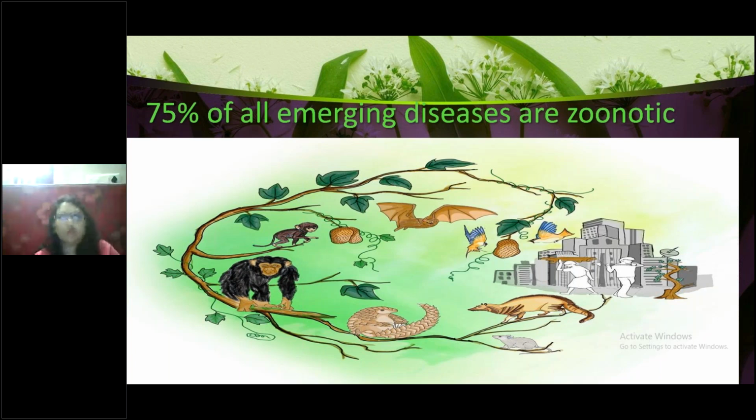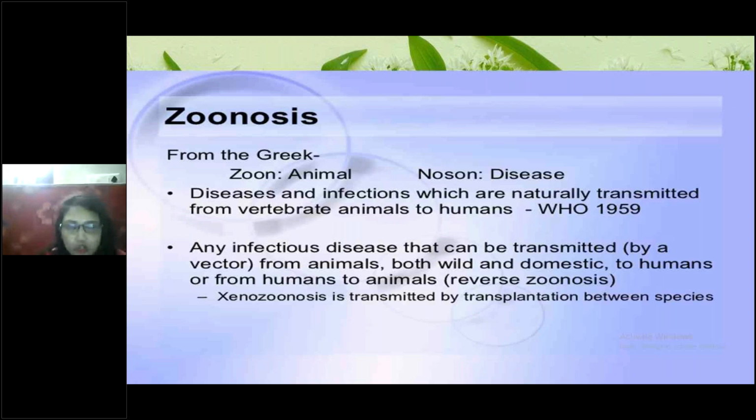Okay, so zoon is basically animal and noses is disease. So zoonotic diseases are diseases which originate from animals, and basically these are diseases and infections which are naturally transmitted from vertebrate animals to humans, as WHO gave in 1959 as the definition of zoonotic diseases. So most of them are diseases which are primarily those of animals, and man can be an accidental host. So that is what primarily can be a zoonotic infection.